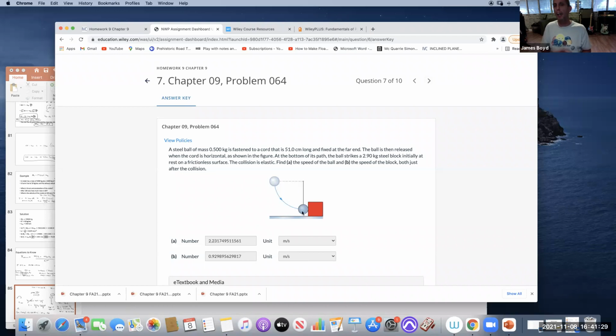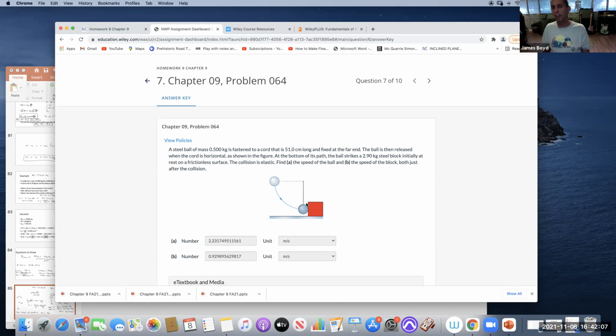Here, this is like the ballistic pendulum. It's going to drop from a height, hit this steel ball. It's an elastic collision. So we're going to find the ball, mv squared over 2, equals mgh. We're told the cord is 51 centimeters long. So that's an initial height of 51 centimeters, 0.51 meters. We know the mass. We can find the speed. Once we know the speed of the ball right before it hits, we can find the speed of the block and the speed of the ball after collision.